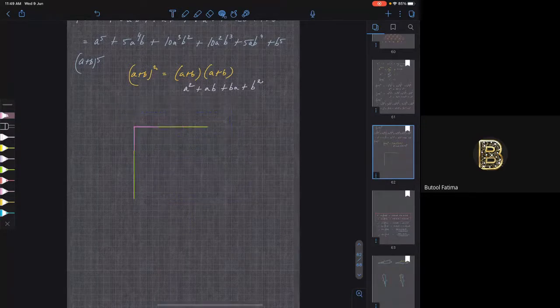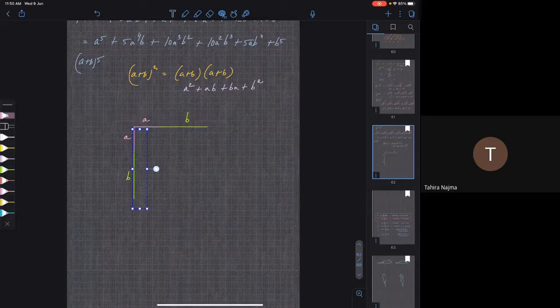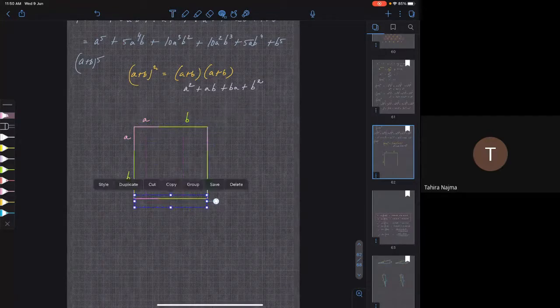Now can you see one thing? This side is a, this side is a, this green side is b, this green side is b. Now what did I do? I formed a square. Can you see that? Now I am completing that square like this.